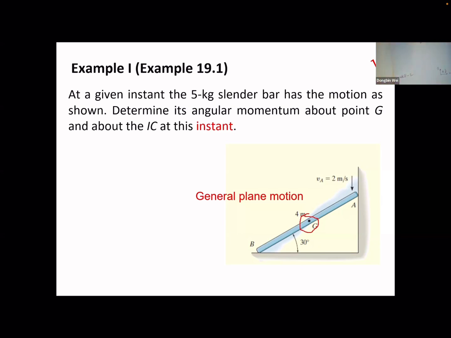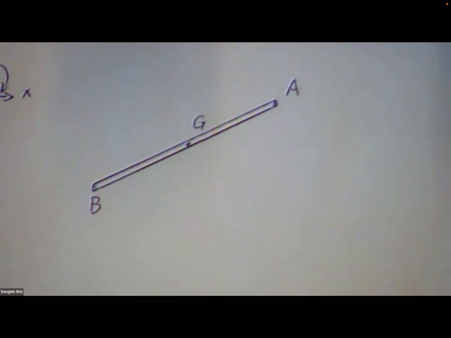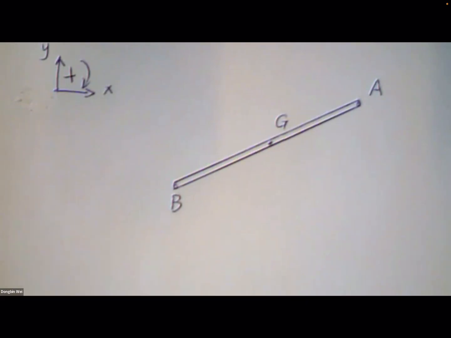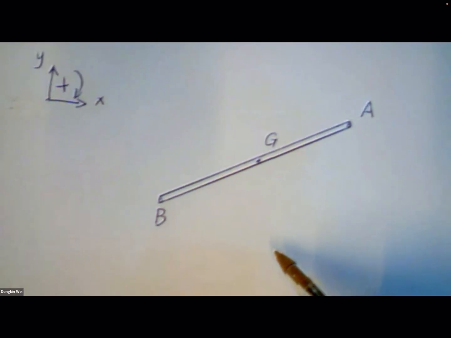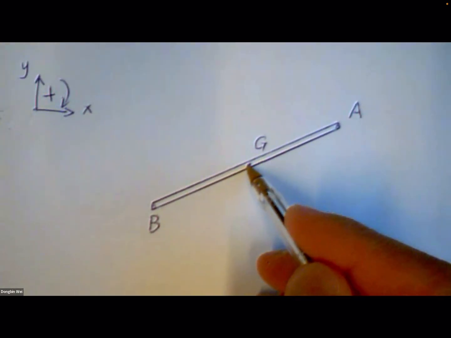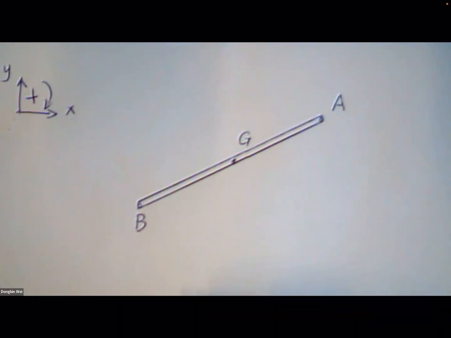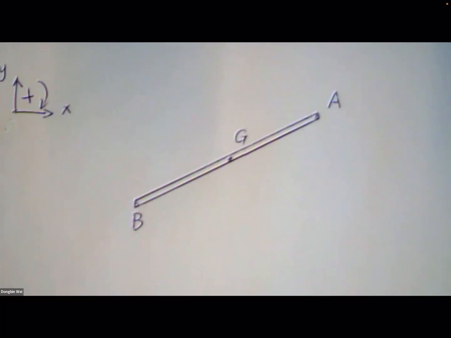Now, let's look at how to solve it. Here you can see the rigid body, the bar AB, and here is the mass center point G.